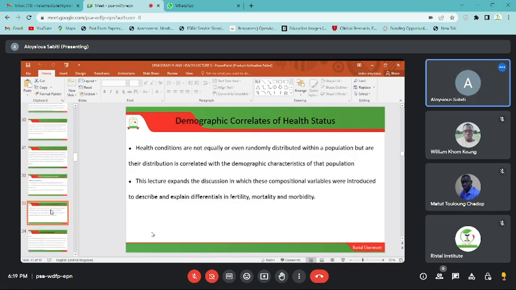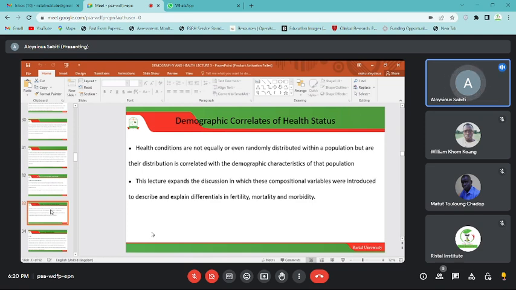So, just to give us a brief of how demography relates or correlates with health status. Health conditions are not equally or randomly distributed within a population, but are correlated with the demographic characteristics of that population. This lecture expands the discussion in which these compositional variables were introduced to describe and explain differentials in fertility, mortality, and morbidity.